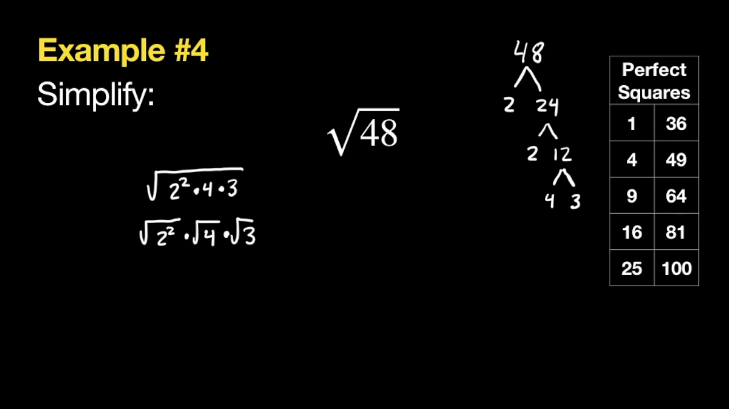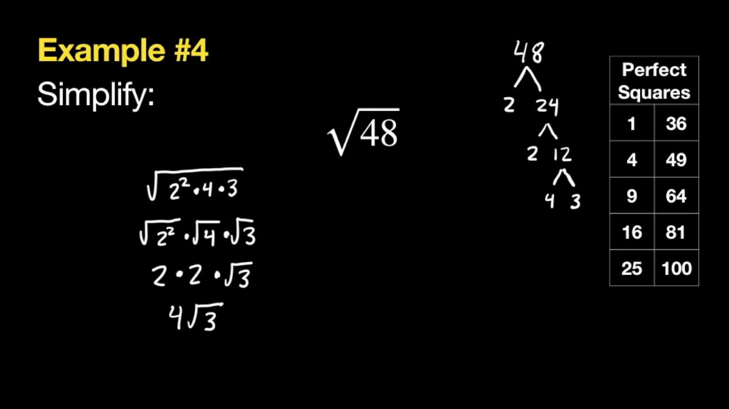So the square root of 2 to the second power is 2, times the square root of 4 is 2, times the square root of 3. So now we simplify. 2 times 2 is 4. And then we cannot simplify the square root of 3. That is one way to solve this problem.